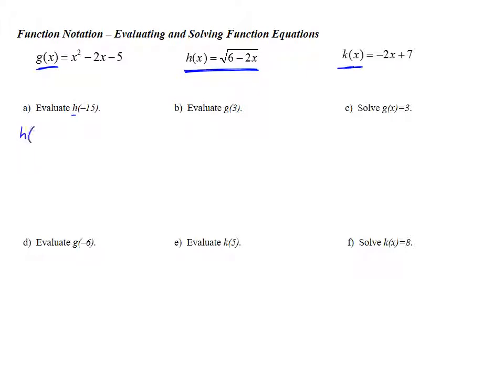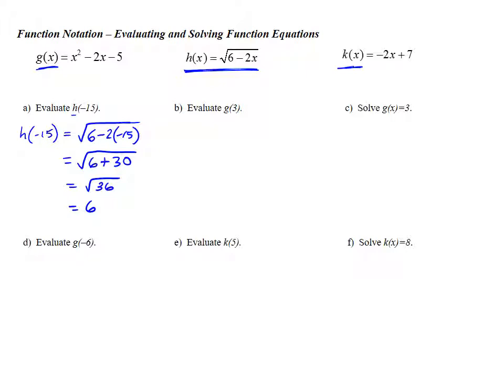So h of negative 15 means I'm taking that negative 15 and plugging it in where I see the x in that equation. So I have square root of 6 minus 2 times negative 15, and calculate that with a chain of equalities. That would be 6 on the inside. Negative 2 times the negative 15 would be positive 30. That would be the square root of 36 on the inside, and the square root of 36 is 6.